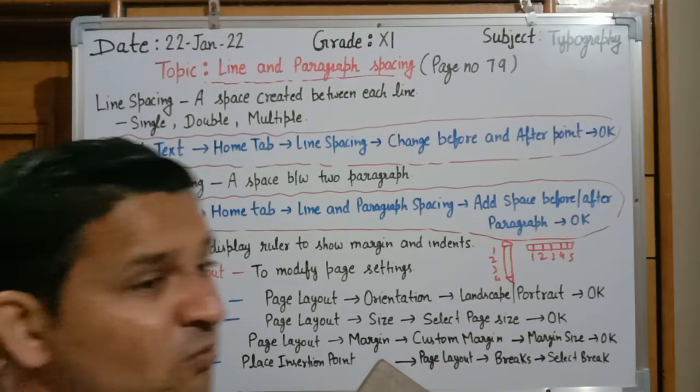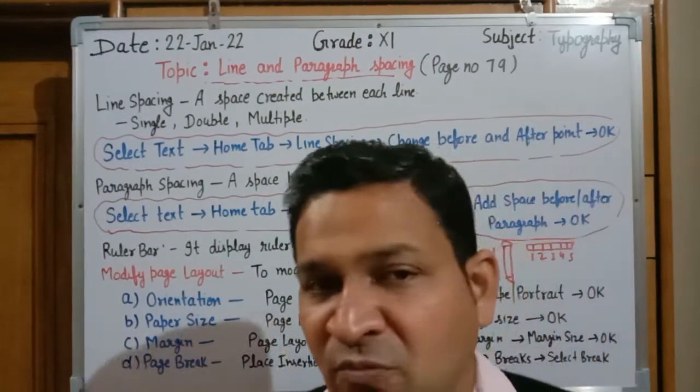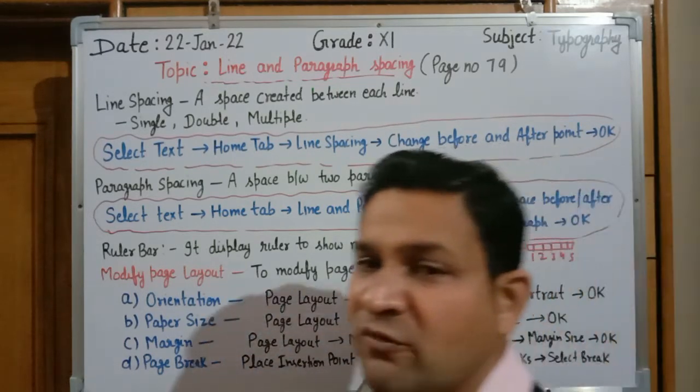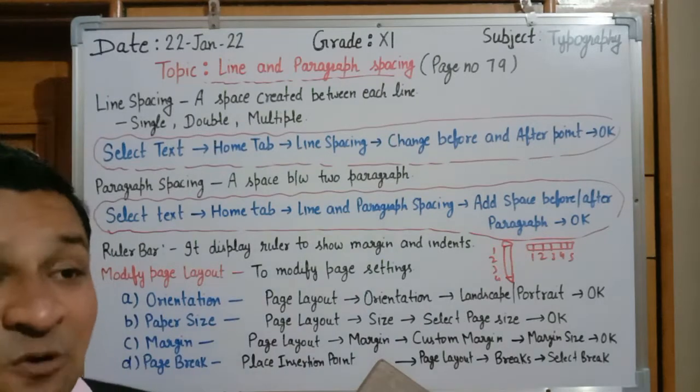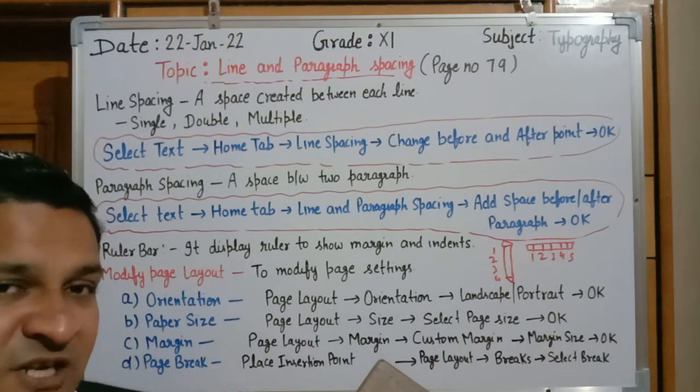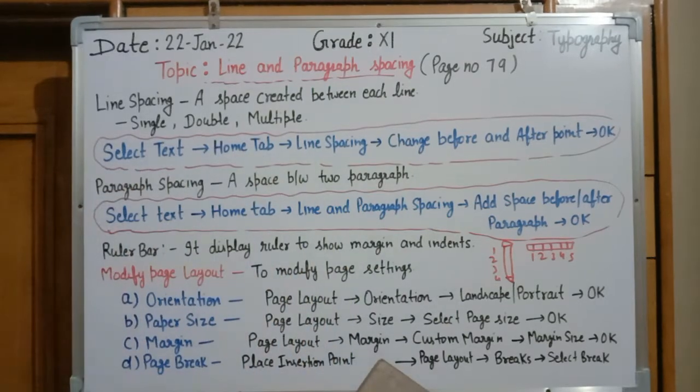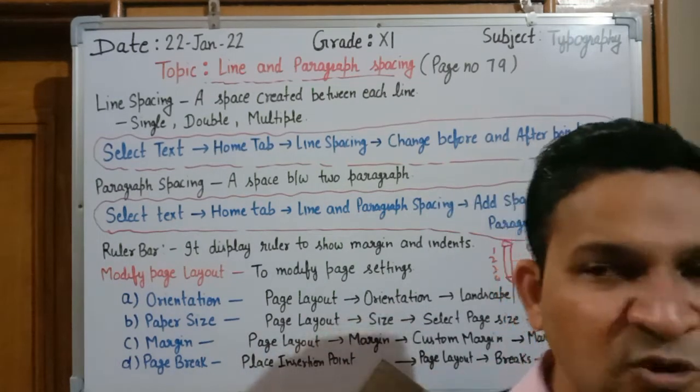Now, how to modify your document? To modify your document, we can do modification in a page. So we need the option of page layout. We need to change the structure of page. Layout means structure. To change the structure, we can perform 4 types of setting. First, we can do the setting for orientation, second for paper size, third for margin space, and fourth for page break.